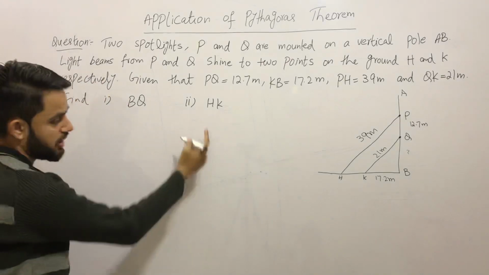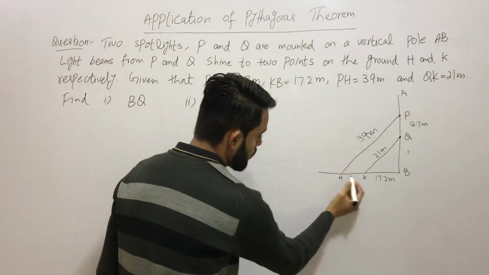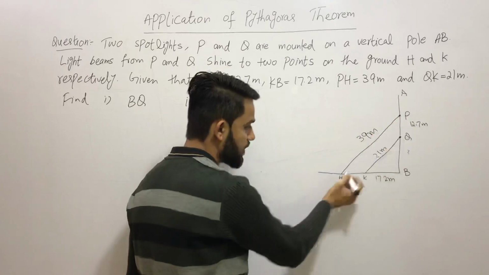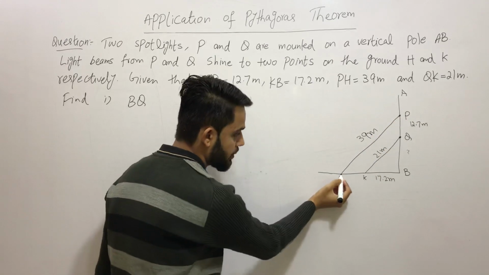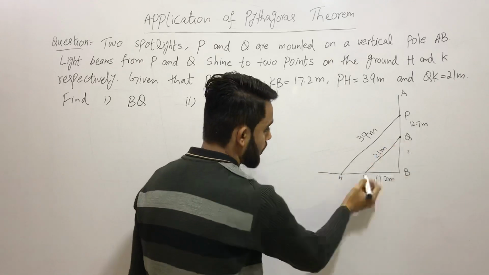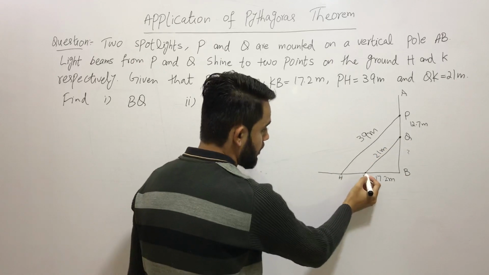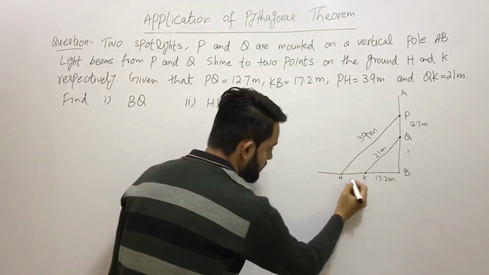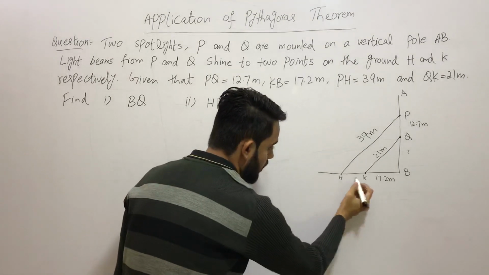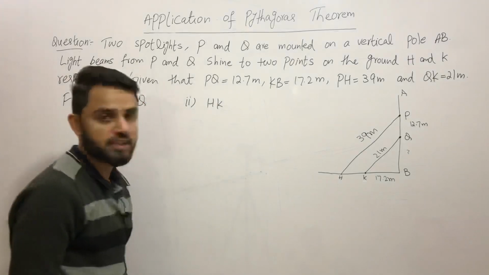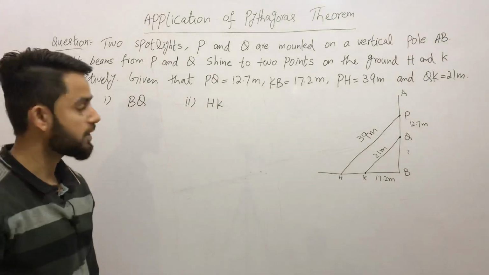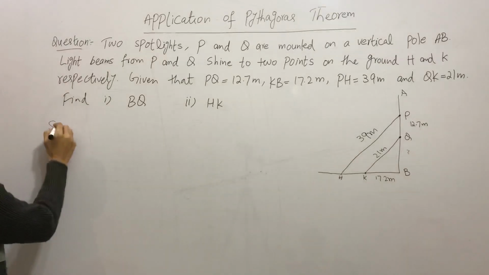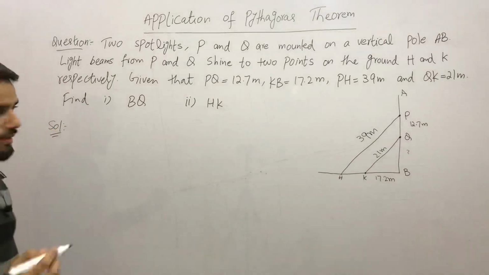And the other thing is HK. What is HK? We know that H is the point where the light from spotlight P is focused, and K is the point where the light from spotlight Q is projected. So we need to find the distance between the projections of the two spotlights, H and K. So these are the two lengths that we need to find out. Now we can begin with our question, and you have seen how easy it has become.